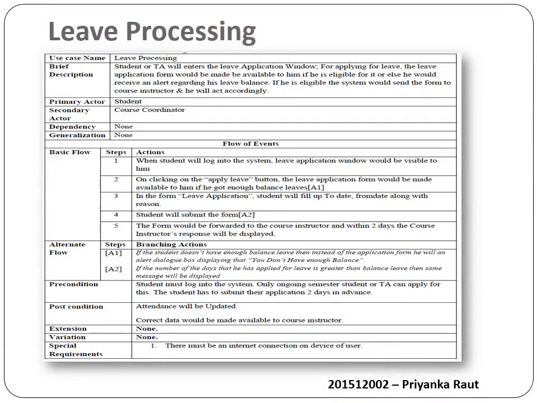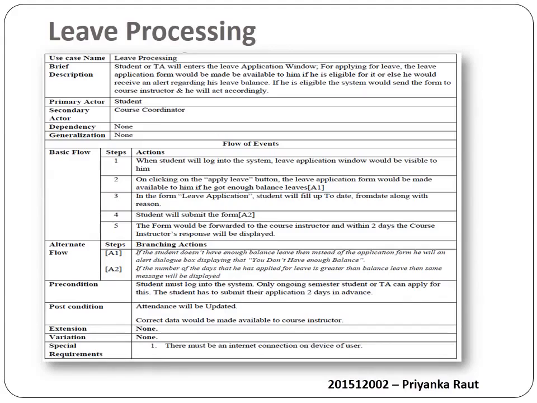This is the leave processing use case description. The brief description about this use case diagram is: student or TA will enter the leave application window. To apply for the leave, if the student is eligible for the leave application, then he will get a leave form, or else he will get an alert message regarding his leave balance. If he is eligible, the system would send the form to the course coordinator and to the student or TA, and they will act accordingly.